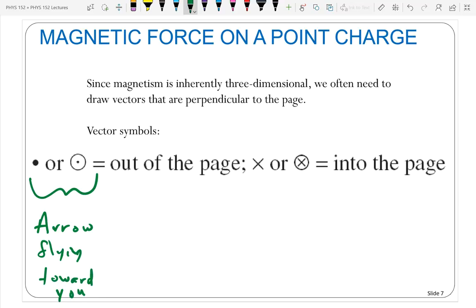So you see the point of the arrow, that's the dot. So that means it's coming out toward you. The circle with the X, I will always use the circle with the X, but you'll see it both ways, is supposed to be looking at the arrow flying away from you, so you see the fletchings.